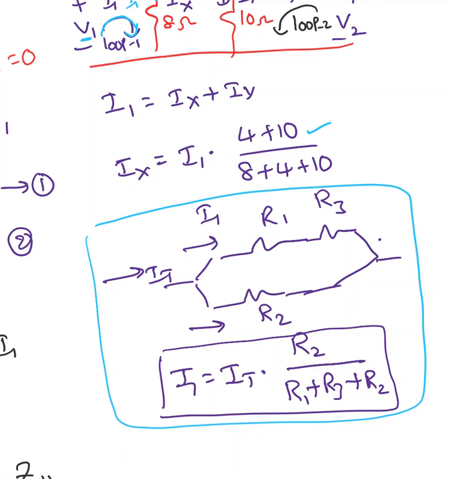If there are two resistors in parallel, I can find the total resistance. As long as I know the total current, R1, R3 and R2, I can find the current passing through the individual resistance. R1, R3 are in series, so I can combine them and make it R4. So I1 equal to total current I total times R2 divided by R1 plus R3, which is R4, plus R2. This is the current division rule. So I used the same principle to find Ix.